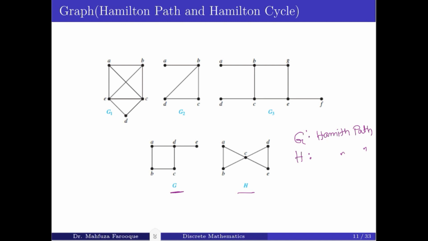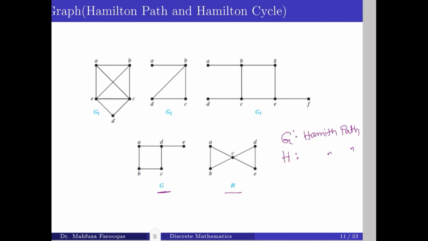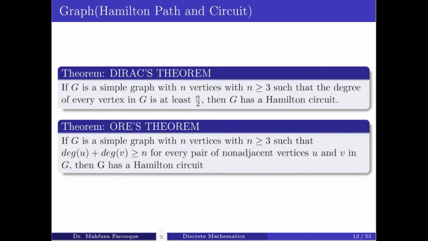Like Euler path and Euler circuit, is there any theorem that will help us determine whether a graph has a Hamilton path or circuit? There is no precise theorem that will identify that a graph has a Hamilton path or cycle, but sometimes people use the following two theorems, though they are not always helpful. The first one states that if G is a simple graph with n vertices, where n is greater than or equal to 3, such that the degree of every vertex in G is at least n over 2, then that graph has a Hamilton circuit.